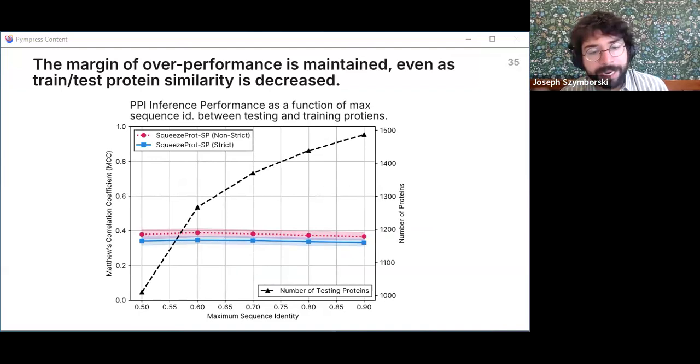So even when we bring down the maximum similarity threshold between training proteins and testing proteins, so we change how much a protein has to look like another protein before we call them similar, this result still remains the same. You can see here the blue line and the red line still maintain that difference across this chart, even though the maximum sequence identity changes.